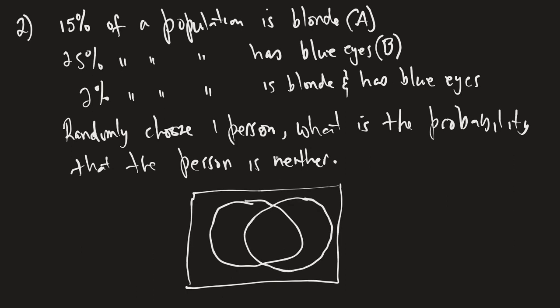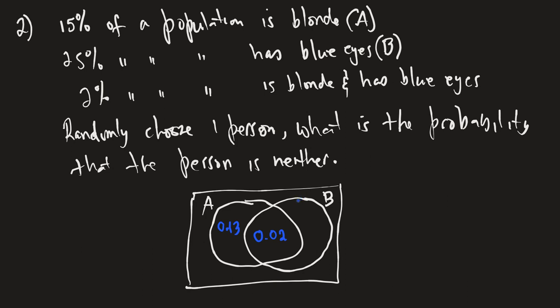That should be a little bit better, right? So 2% as a decimal is 0.02, and that goes there. Then it says 15% of this population is blonde. So that means my A circle should total 0.15. I already have 0.02 accounted for right here, so that leaves a remainder of 0.13. That would go there, right? And keep going.